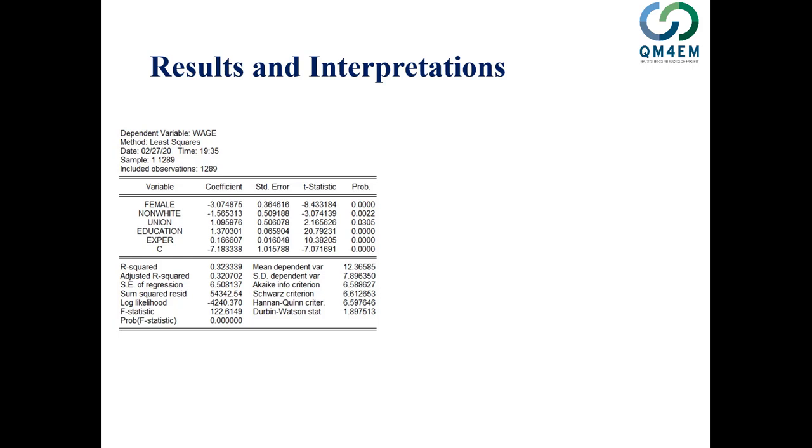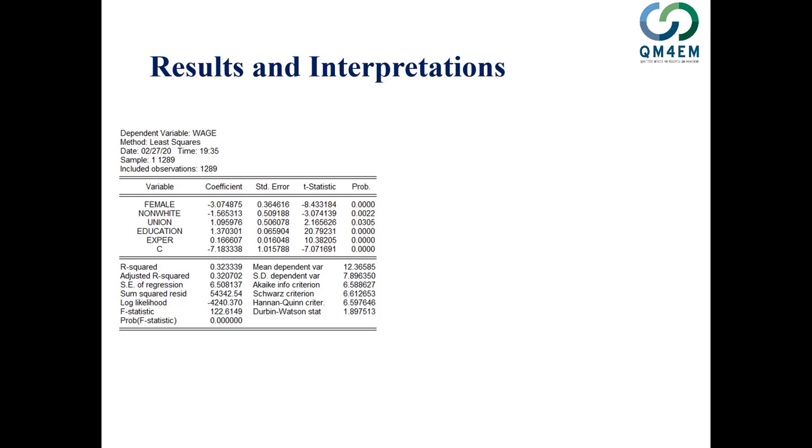First we start with the easy part, which we have already discussed so many times. Let's say I want to interpret the coefficient of education, 1.37. Education was measured in number of years. So you say one unit change in education brings a 1.37 unit change in wage, which was the dependent variable. That was the basic interpretation.